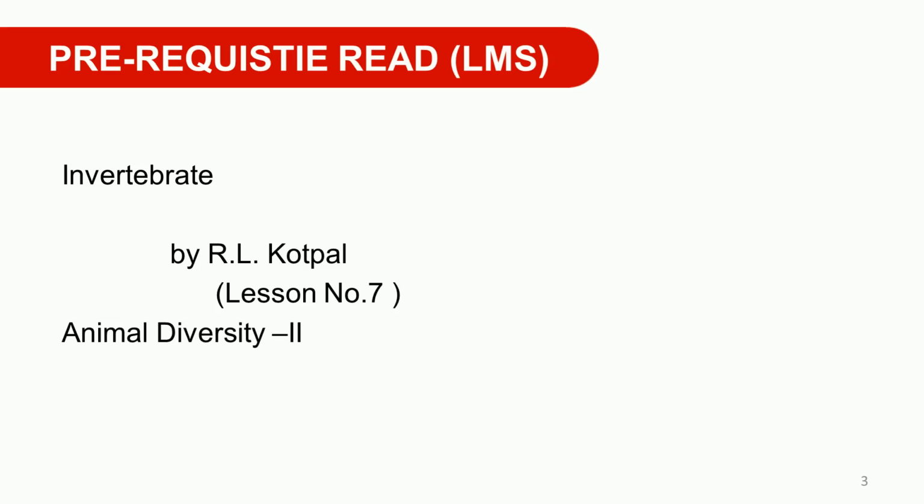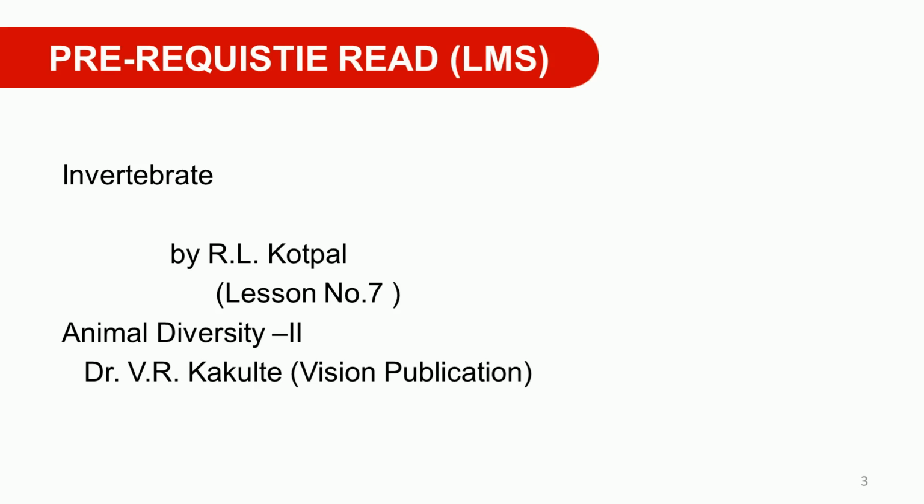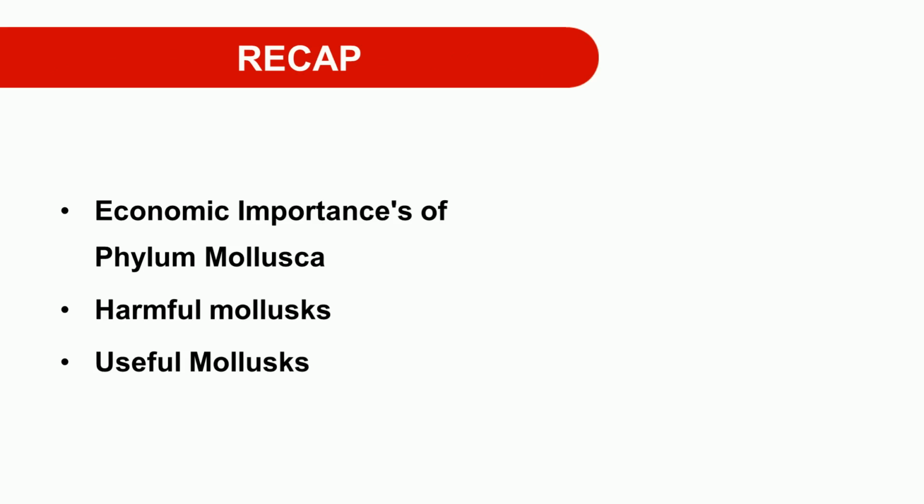another textbook I suggest: Animal Diversity Part 2, published by Vision Publication, by Dr. V.R. Kakurte and his group. You can go through these two books. You get good information related to phylum Echinodermata. In the Animal Diversity Part 2 book, specifically go to lesson number 5. Then we will take a quick review of the previous session and then go to today's session.